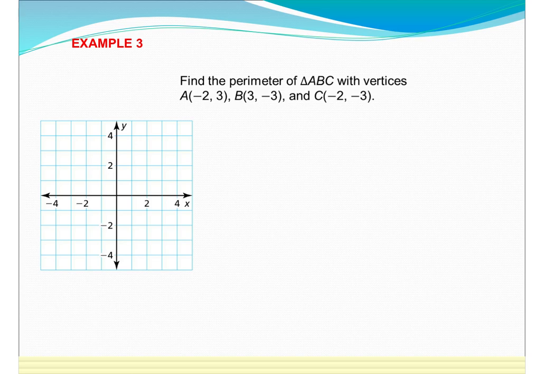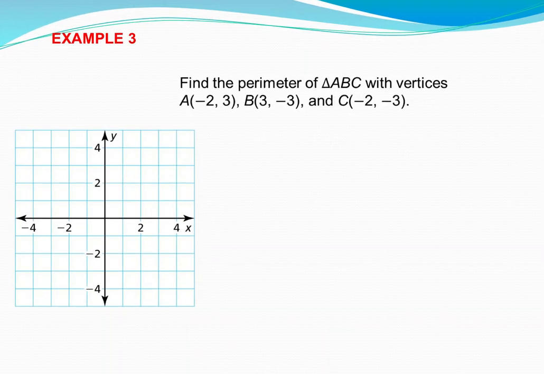Let's do an example. Let's find the perimeter of triangle ABC with vertices A, B, and C. Already, before we start, stop what you're doing. What kind of figure is this? Triangle. How do you know it's a triangle? There's 3 points, okay? So it's going to be a triangle. And we're finding what? The perimeter, right? So what do we do to find the perimeter? You add all these sides. Add all sides. Very good.